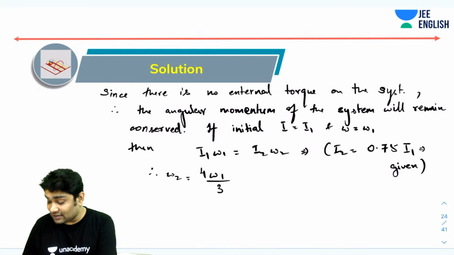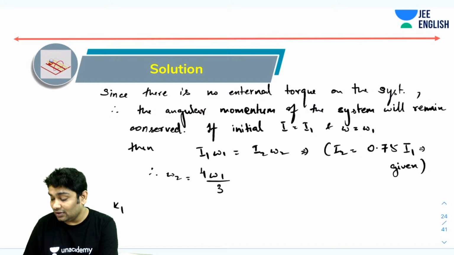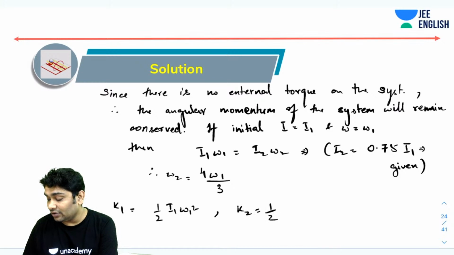Okay, next, what is K1? K1 would be half I1 omega 1 square, that is the initial kinetic energy. How about K2? K2 would be half I2 into omega 2 square.